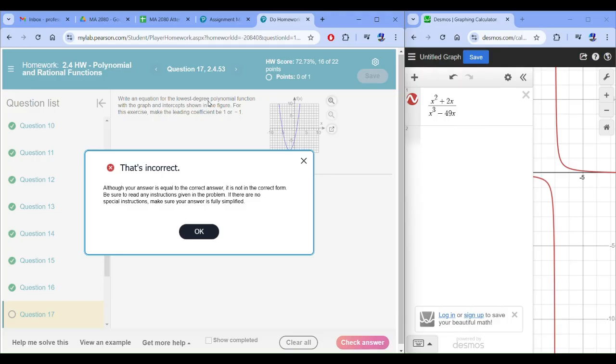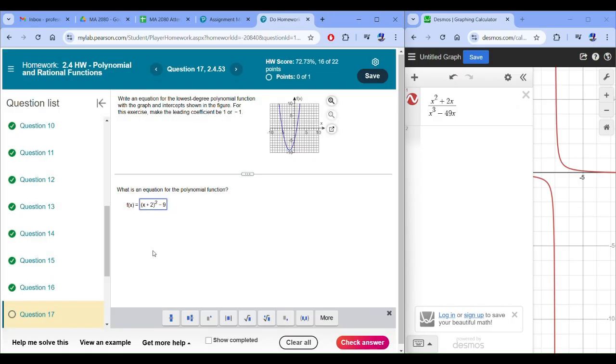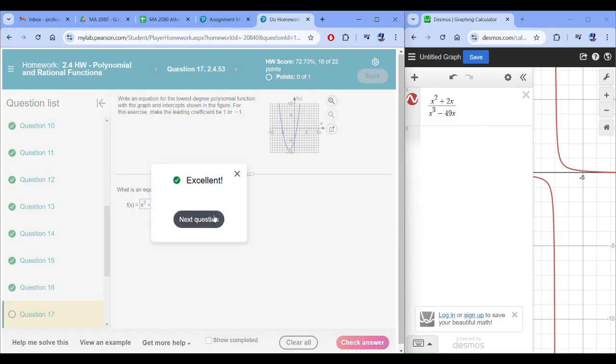Write the equation for the lowest degree polynomial function with the graph and intercepts shown below for this exercise. Make the linear coefficient 1 and 1. So is that going to be 2x plus x squared plus 4x plus minus 5? Minus 5. There we go.